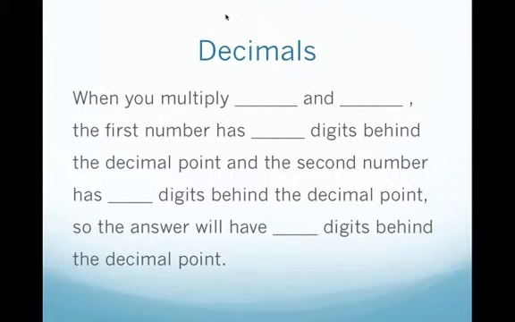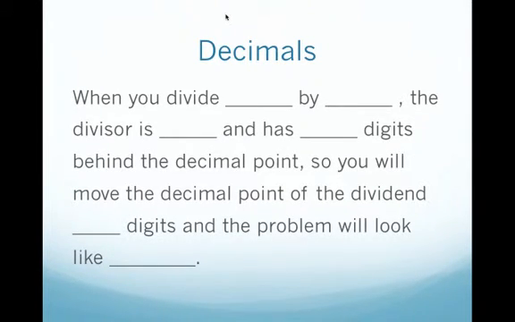Sentence frame number 4. When you multiply blank and blank, the first number has blank digits behind the decimal point, and the second number has blank digits behind the decimal point. So the answer will have blank digits behind the decimal point. So in the first two blanks, you're going to put decimals. In the third blank, you're going to count how many digits are behind the decimal point of the first number. In the fourth blank, you're going to count how many digits are behind the decimal point in the second number. And in the fifth blank, you're going to count how many digits are behind the decimal point altogether.